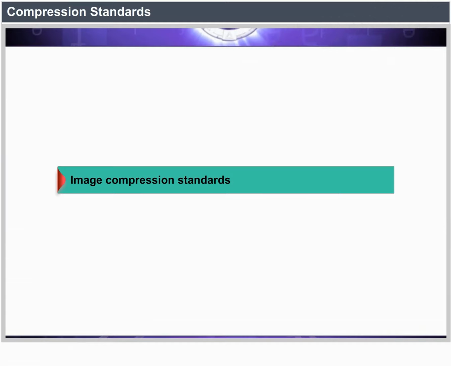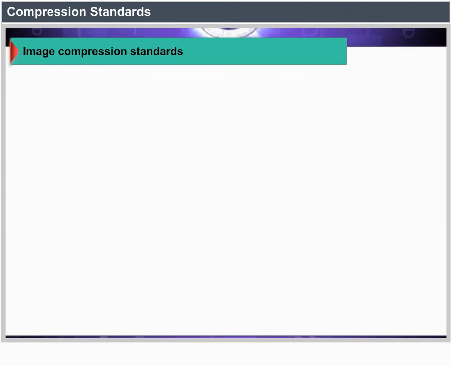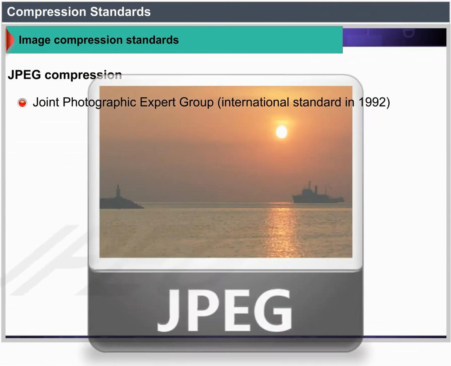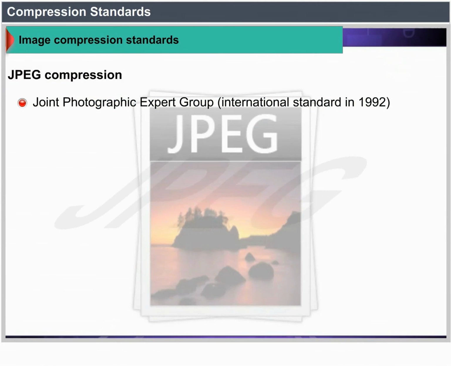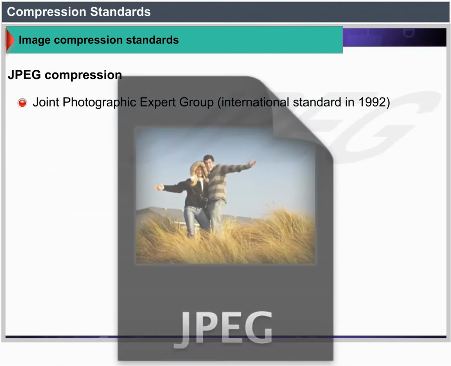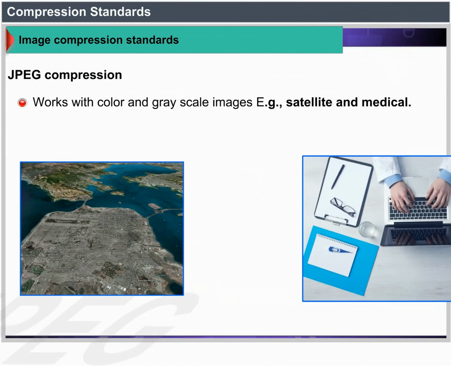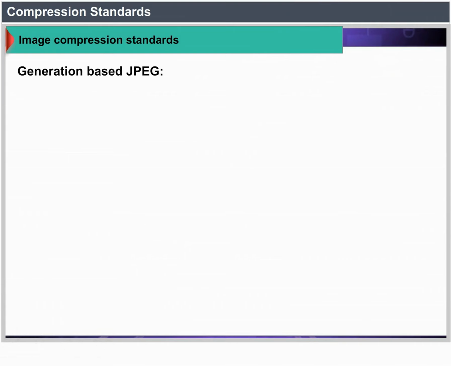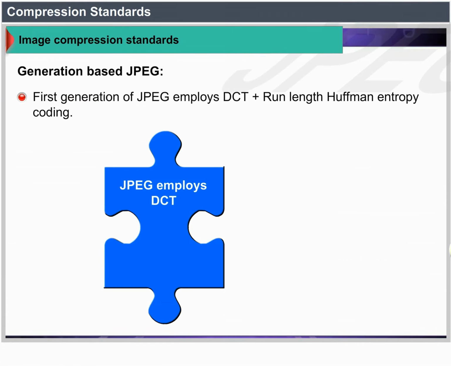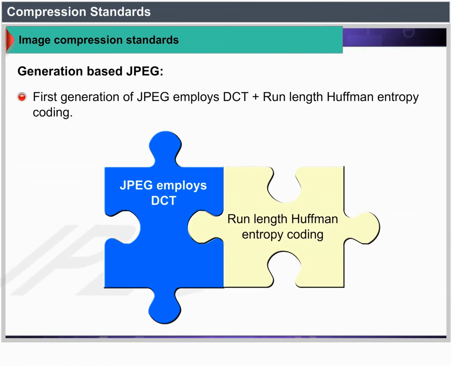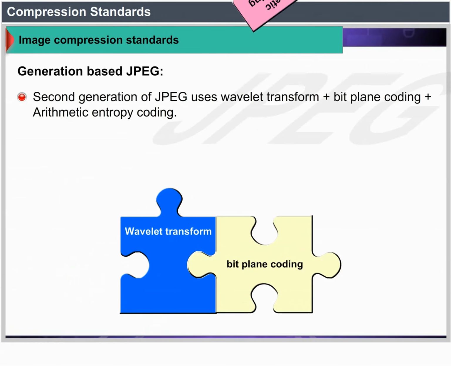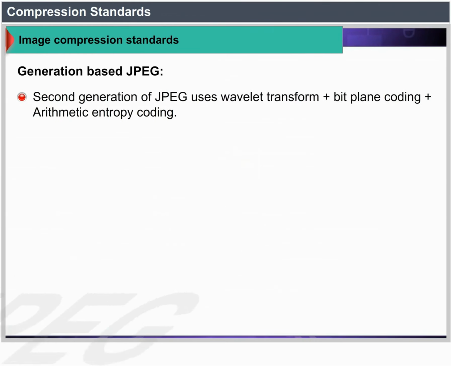Compression standards. Image compression standards. JPEG compression. Joint Photographic Experts Group, international standard, established in the year 1992, works with color and grayscale images, that is, satellite and medical. Generation-based JPEG. The first generation of JPEG uses DCT plus run-length Huffman entropy coding. The second generation of JPEG uses wavelet transform plus bitplane coding plus arithmetic entropy coding.